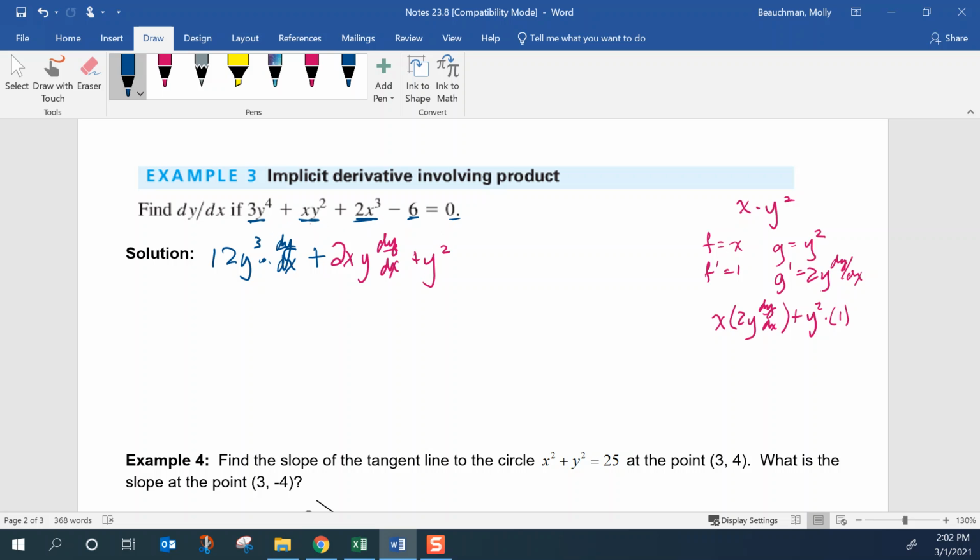Now we take the derivative of 2x to the third. It's got an x in it, so we take the derivative normally. We get 3x squared times 2, or 6x squared.